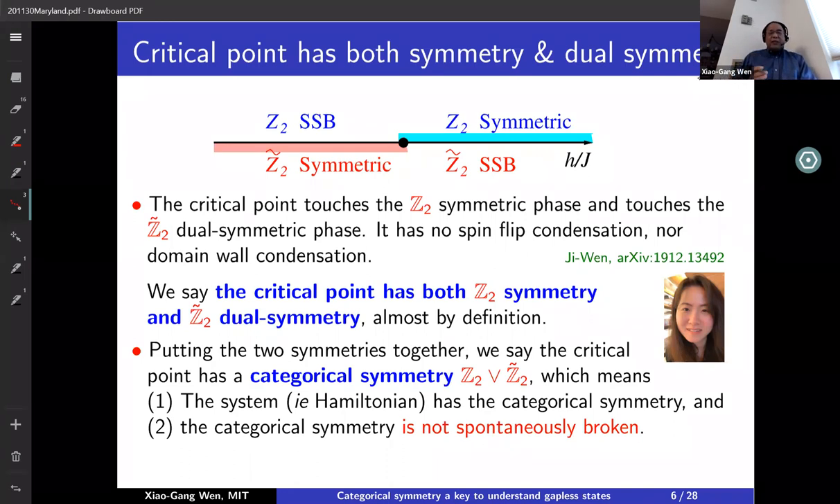So this is basically the hint from the Ising model. You say maybe this is a way to look at the critical point. Maybe this is a better way to look at the critical point.